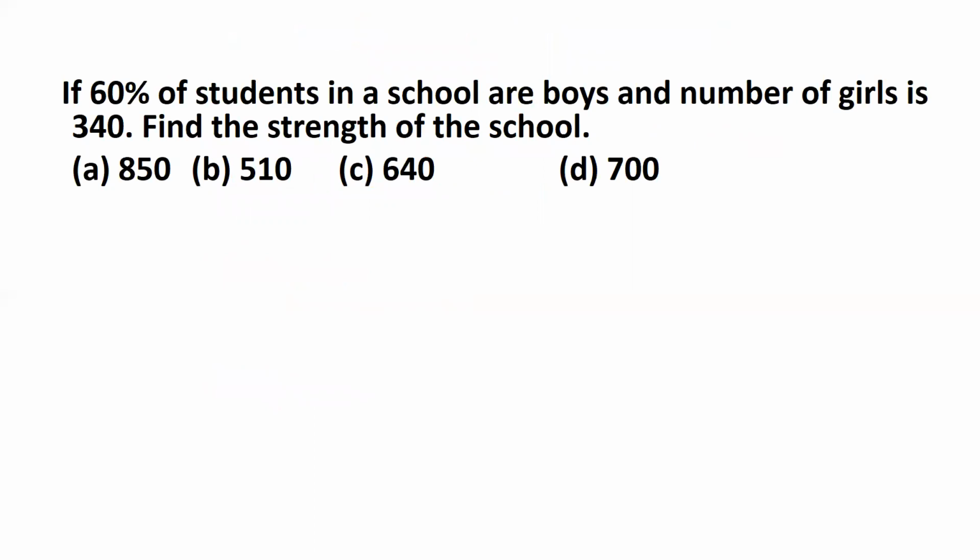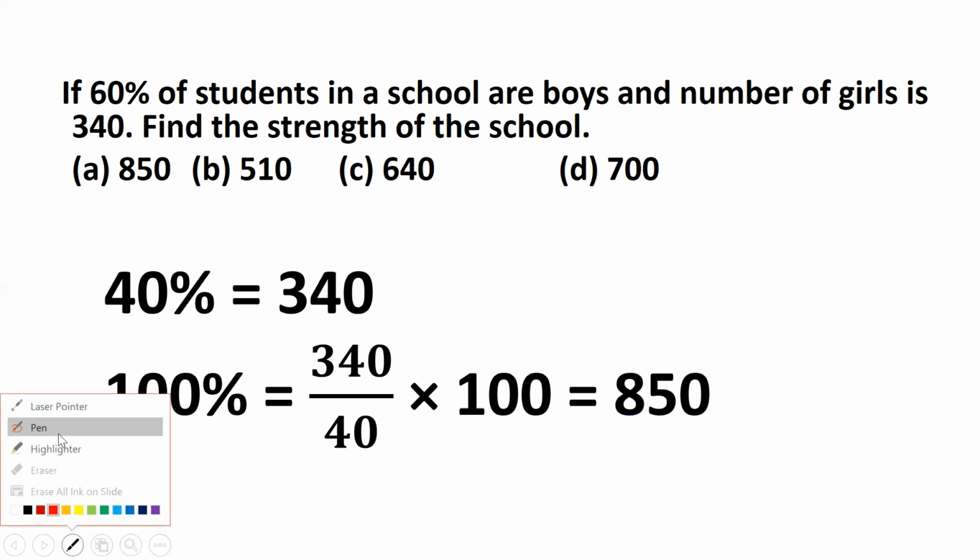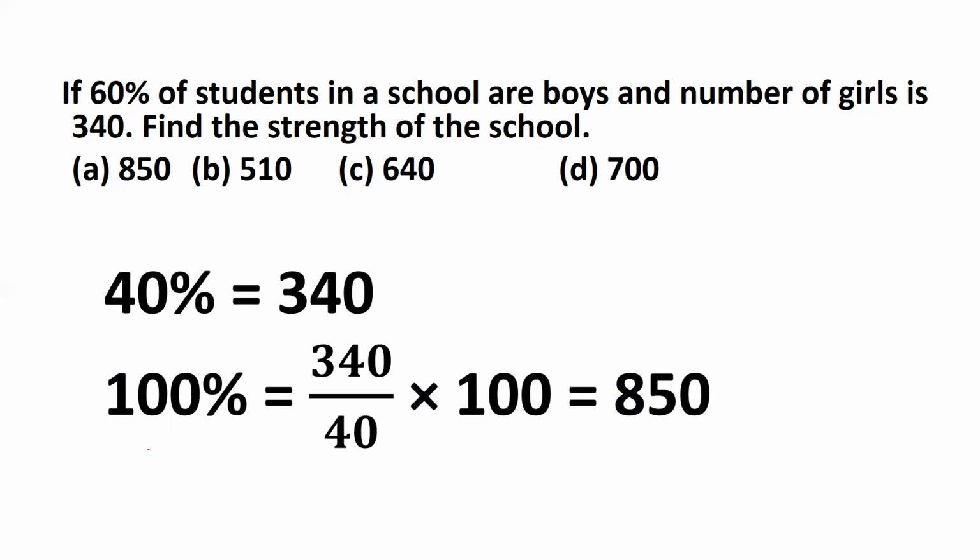Next question. If 60% of the students in a school are boys and number of girls is 340, what is the strength of the school? That means what is the total number of students in the school? If 60% are boys, girl percentage will be 40%, and that 40% is equal to 340. 100% is equal to 340 upon 40 into 100, that is equal to 850. Here we need to find the total number of students in the school, that is 100%.